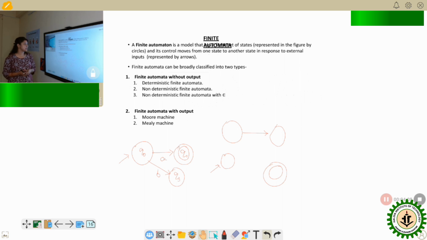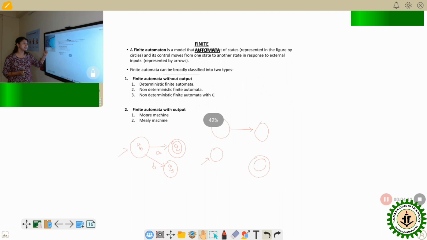There are three types: deterministic finite automata, non-deterministic finite automata, and non-deterministic finite automata with epsilon moves. And finite automata with output is of two types: one is the Moore machine and another one is the Mealy machine.